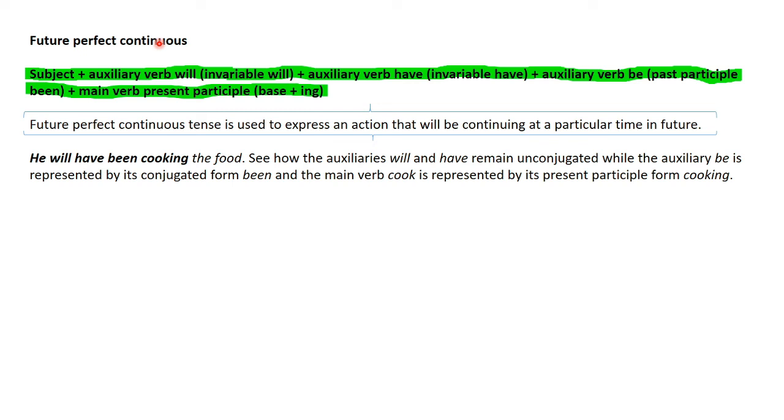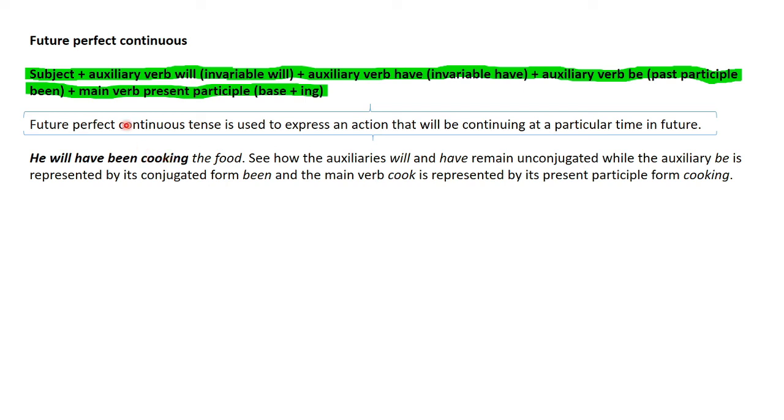This represents an action that will be continuing at a particular point of time in future. This follows the pattern subject, the invariable auxiliary will, the invariable auxiliary have, and the past participle form of the auxiliary verb be, that is been, and the main verb will be represented in its present participle form. So: he will have been cooking the food. He is the subject, will invariable, have invariable, the verb to be in its past participle form been, and the main verb in its present participle form, or what we loosely call the ing form of the verb. Cook becomes cooking in this case.